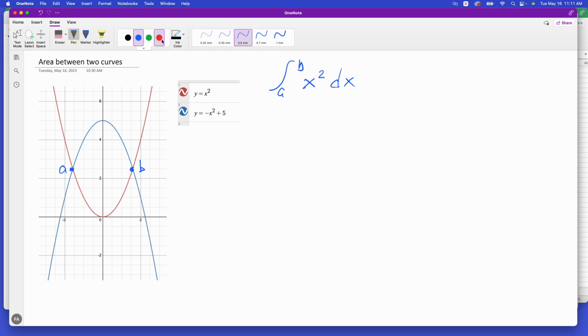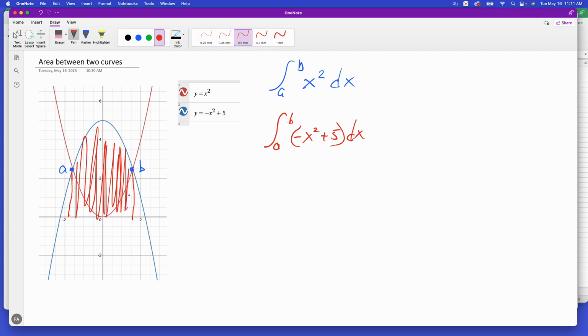What if we want to do the integration from A to B of negative x squared plus 5 dx? What is that? Well, that's still starting right here and still going to right there. But now what we're doing is finding all that space right there. Well, that's all that area, right? So remember the first one we did, that was this area down here.